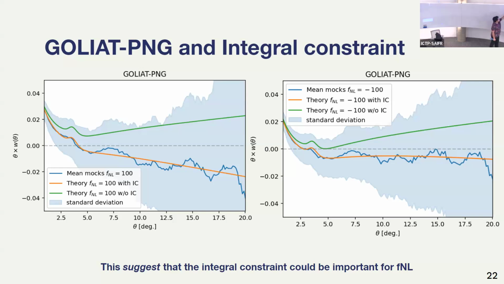In green, you have the theoretical modeling that I've been bothering you about, with this f_NL but without the integral constraint condition. Then in orange, you see the effect of introducing the integral constraint into your theoretical model. You can see, at least by eye, that the orange curve agrees much more with the blue curve, and this is because of the integral constraint. This is a similar case, but for f_NL equal to minus 100. So up to this point, this suggests that the integral constraint could be really important when we try to measure this f_NL parameter.